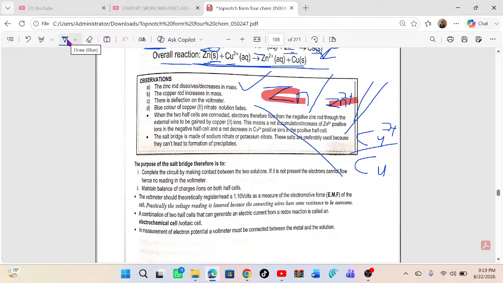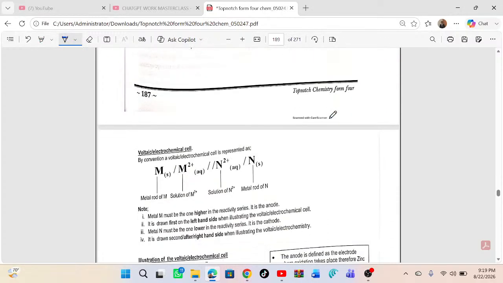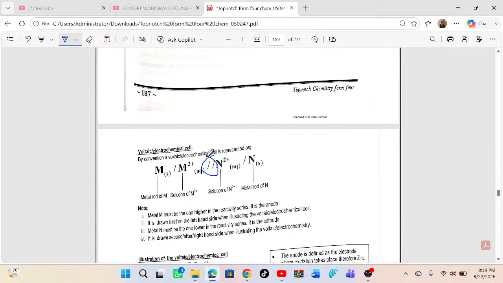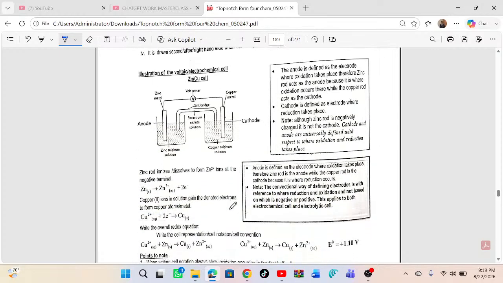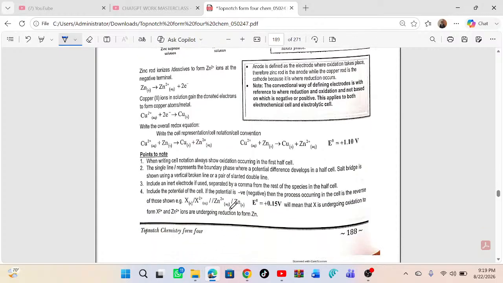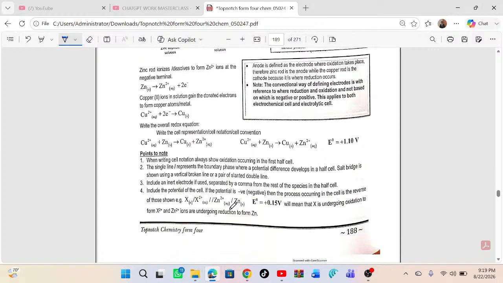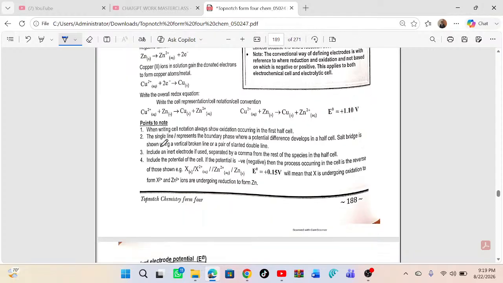So these 2 lines usually represent the salt bridge. Sometimes in an exam situation, especially paper 1, you are asked what the 2 lines represent. The 2 lines represent the salt bridge, and the 1 single line represents the phase boundary. So that's how we draw it. The single line represents the phase boundary where the potential difference develops, and the salt bridge is shown using vertical broken lines or a pair of slanted double lines. So sometimes if you see a broken line for the salt bridge, don't be surprised.